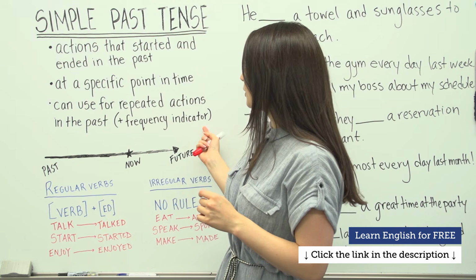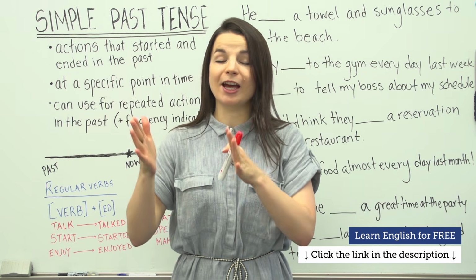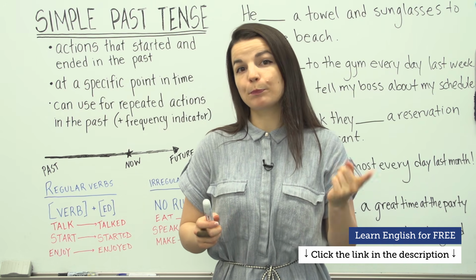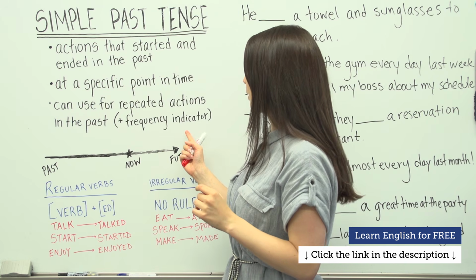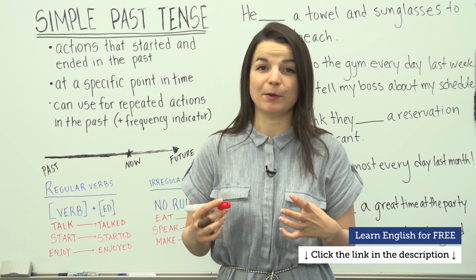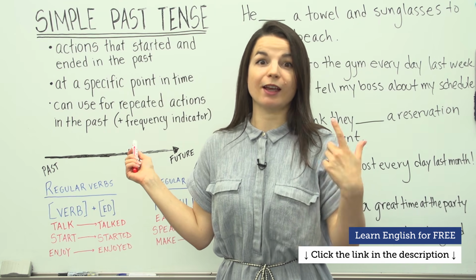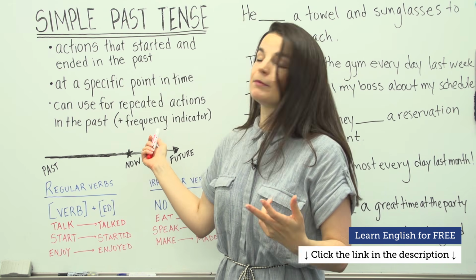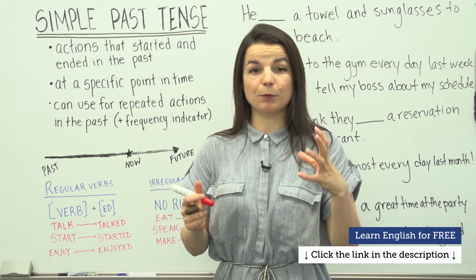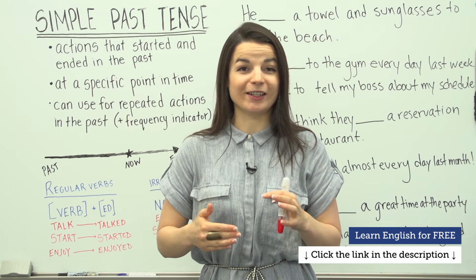Third, we can use simple past tense for repeated actions in the past. So things you did every week or every month or every year, every summer, every hour if you like. But one point about this, make sure to include a frequency indicator if you want to talk about an action that repeated in the past. Frequency indicator, for example, I just mentioned a few: every week, every month, every year. So frequency meaning how often. An indicator shows how often you did that. So you can use repeated actions with past tense to show something you did a lot in the past, for example.